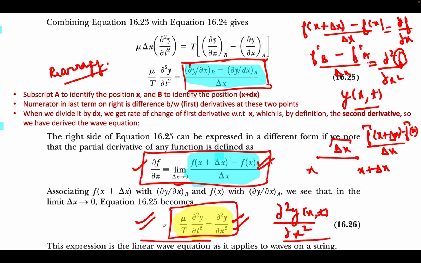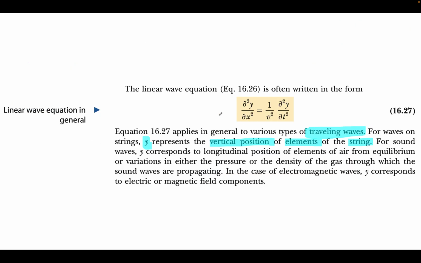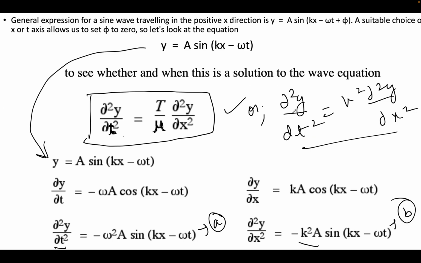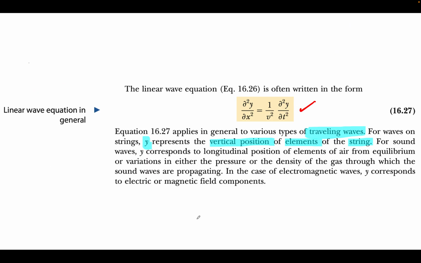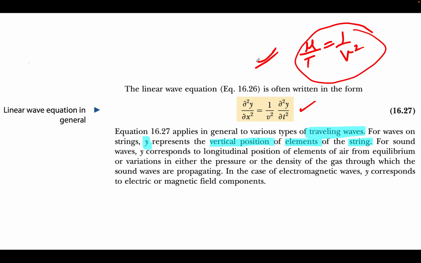We can represent it in another very good form also. Let us see that. From here we can get del 2y by del x square is equal to 1 upon v square del 2y by del t square. But how come mu by T is represented as 1 by v square? Let's get this formula first.